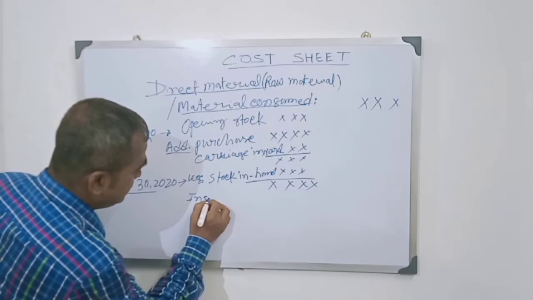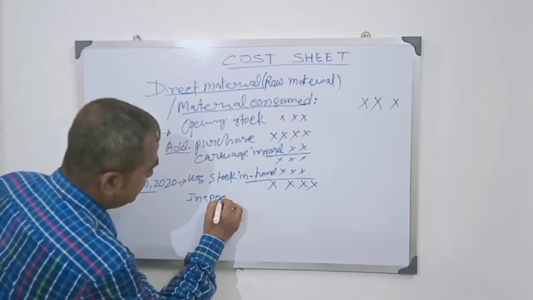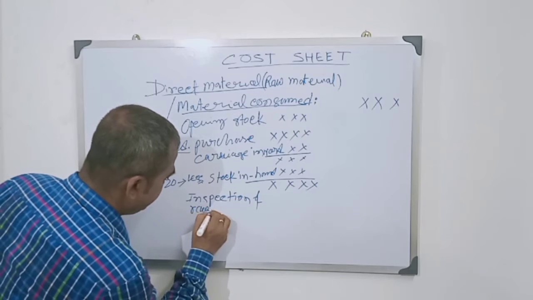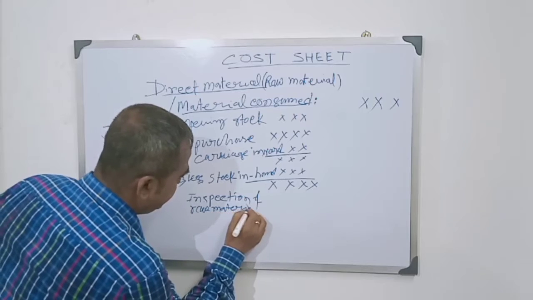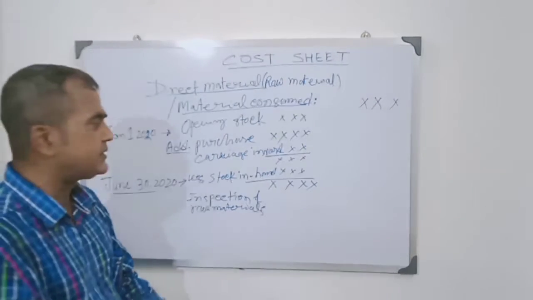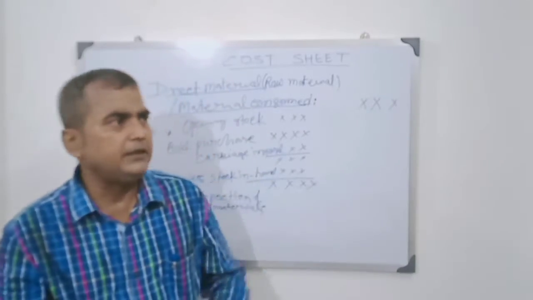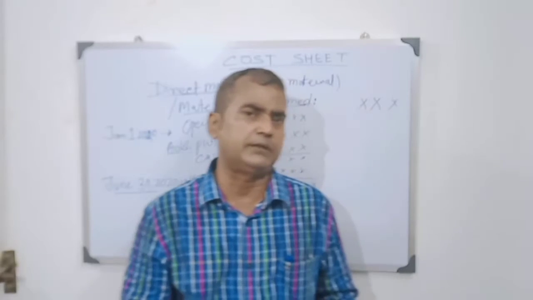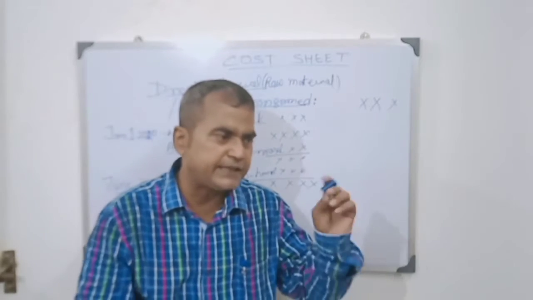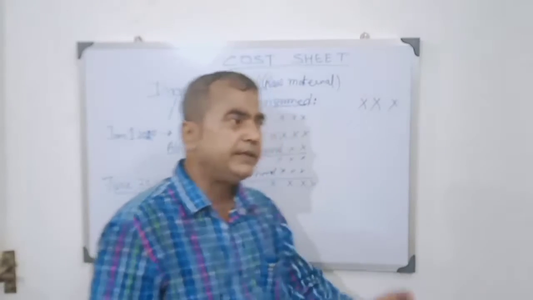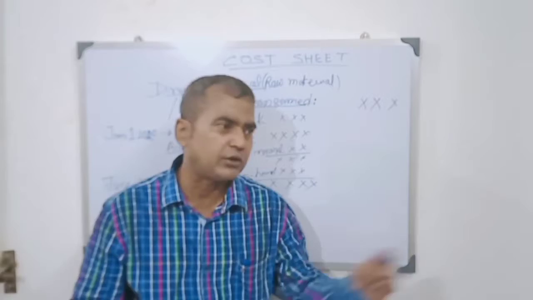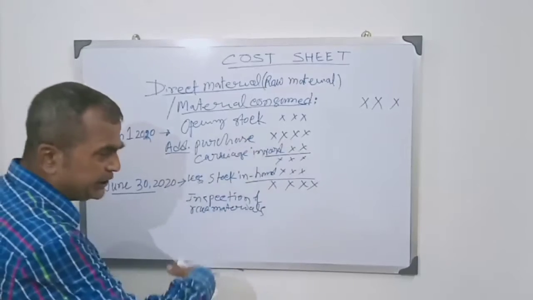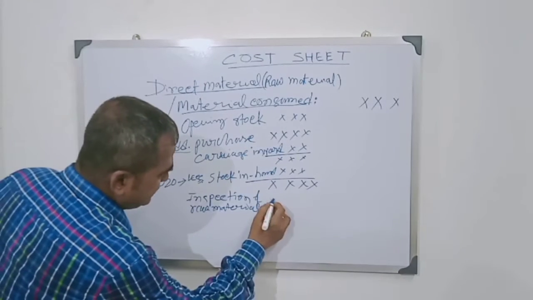Inspection of raw material. Now what is inspection? Generally, when raw material is coming, at the supplier's place I take with me some consultant, an expert, to work there. We visit and test the material, whether it is eligible for the improved product. So inspection of raw material charges will add up.